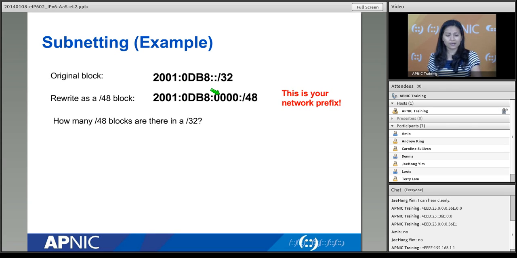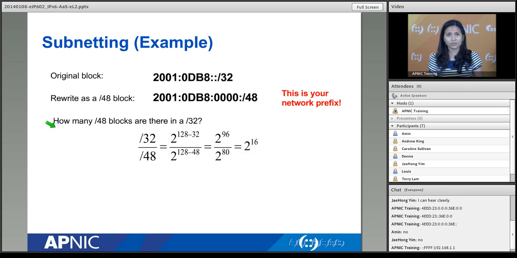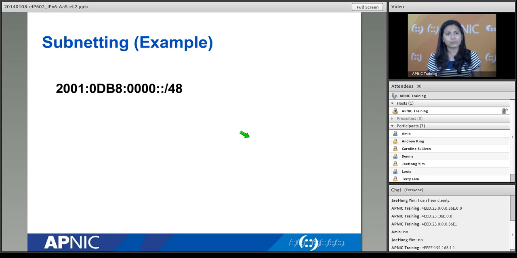This is just a side note: how many /48s are there in a /32? So how do you compute that? Simple, similar to what you do in IPv4. You can have 2 raised to 16 /48 blocks in your /32 block. But what we're looking for here is only the first 4. So let's make things simple. Find the first 4 /48 blocks.